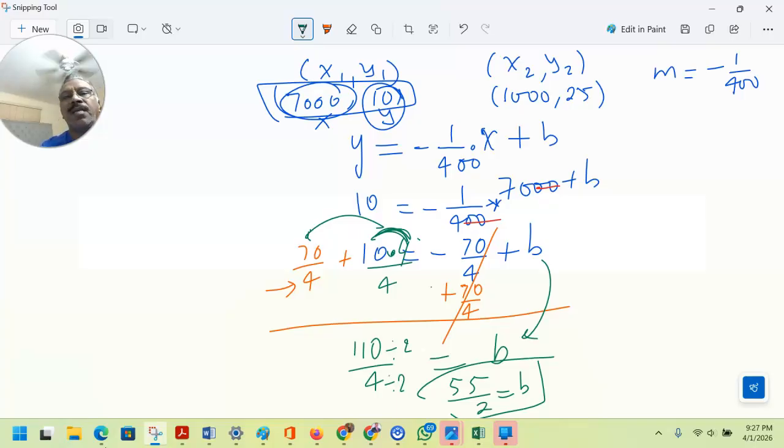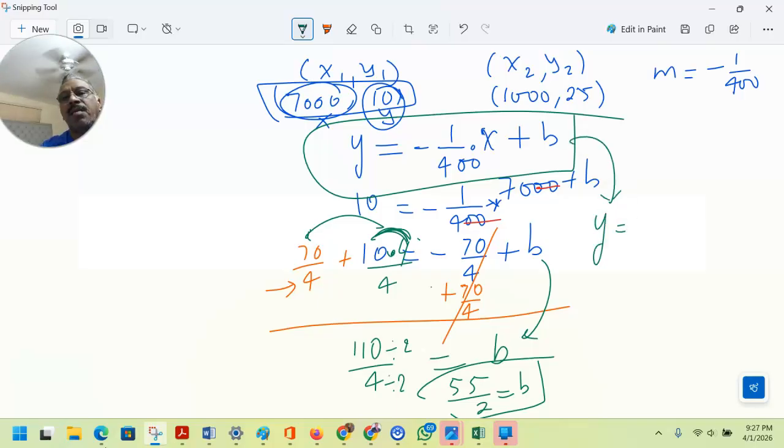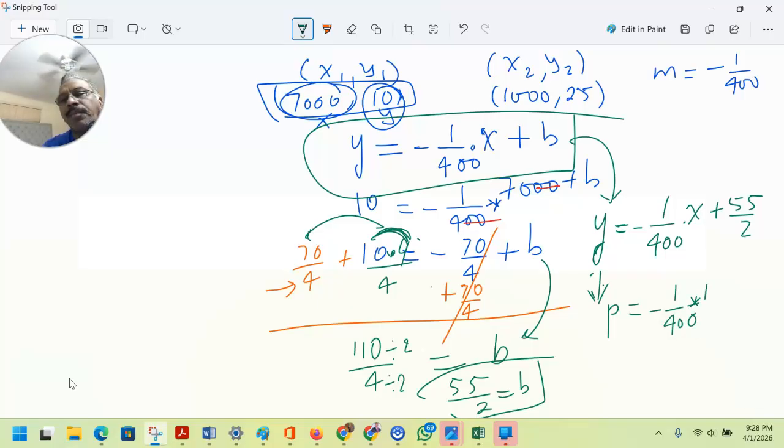So your final answer is y equals minus 1 over 400 x plus 55 over 2. Now, because we are using n, this is the price maybe. So y we can also write as the price, which is minus 1 over 400 times n plus 55 over 2. This also is correct.